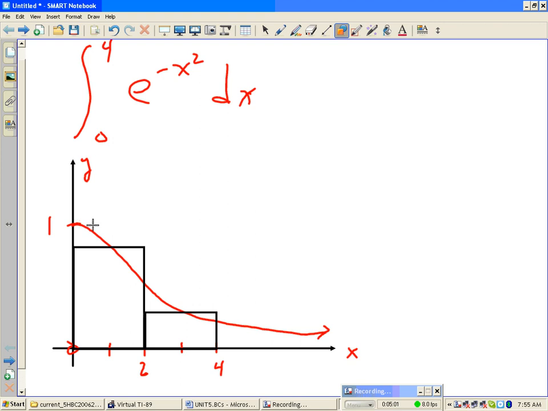But this function changes from concave down to concave up, so I really don't know what the error term is going to look like at all. I don't know if it's an overestimate or underestimate. I really can't tell until I do the table. I'm going to do the table in a minute. But can we do this by hand?